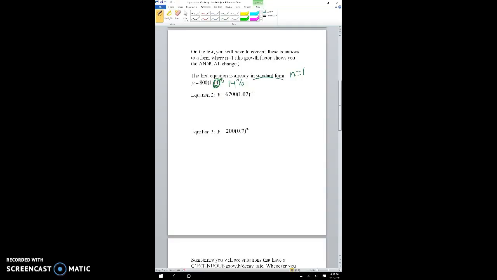So on the test and in these examples, we need to get the exponent x by itself. And we're going to do that using exponent rules. So when I'm looking at equation 2, I know that every 5 years I get an extra 7%, but the question is, how much do I get per year, not per 5 years? So to figure that out, we're going to take the 1.07 to the x over 5, and then using exponent rules, I can do this.